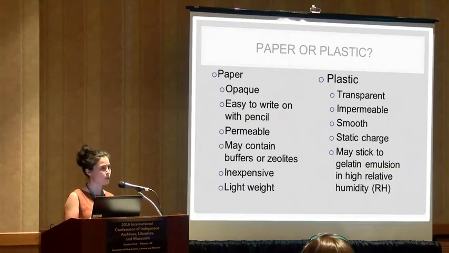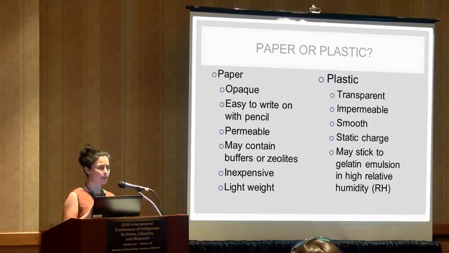Plastic is very smooth. However, it often has a static charge. So if you have very fragile materials, such as items that are torn or flaking, or have hand-applied media that might be friable, you probably don't want to use plastic, because the static charge could pull at those loose areas and make them worse. Paper can contain buffers or zeolites, and I'll talk about what those are and when you would want to use them a little later.